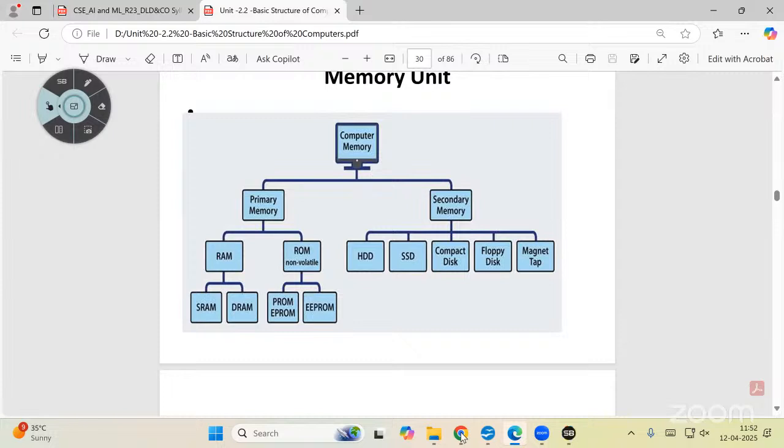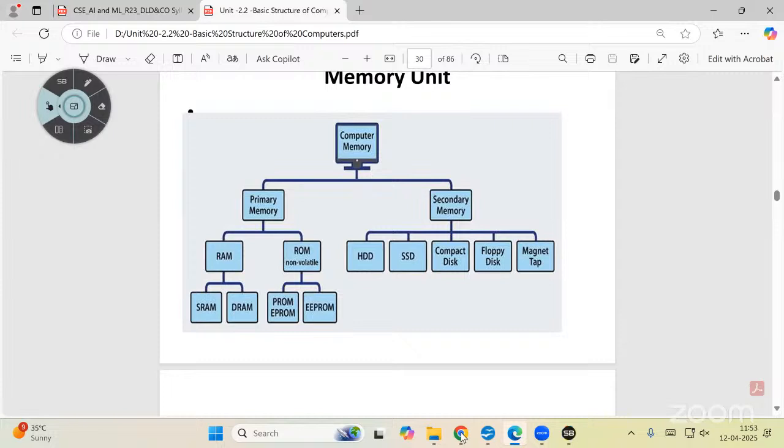And the next one is EPROM, electrically erasable read-only programmable memory. Electrically erasable. So by applying electrical supply, the data can be erased. That is the EPROM. Then the next one is E2PROM. That is the electrically erasable programmable read-only memory.